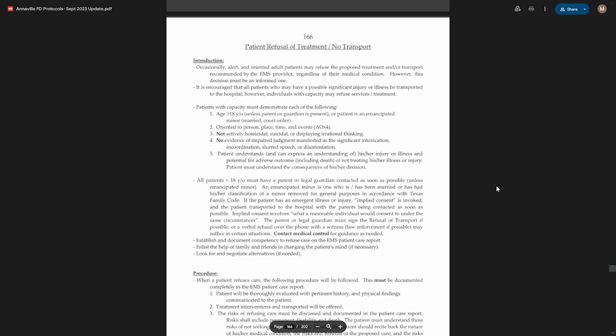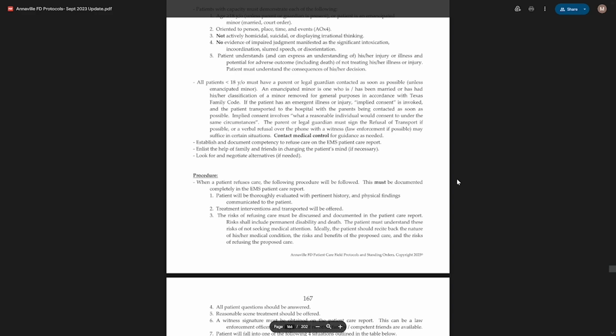A patient must understand and be able to express the understanding of his or her illness or injury and the potential for adverse outcomes, including death, of not treating his or her illness or injury. A patient must understand the consequences of their decision. All patients less than 18 years old must have a legal guardian contacted as soon as possible unless they're emancipated. An emancipated minor is one who is or has been married or has his or her classification of a minor removed for general purposes in accordance with the Texas Family Code.